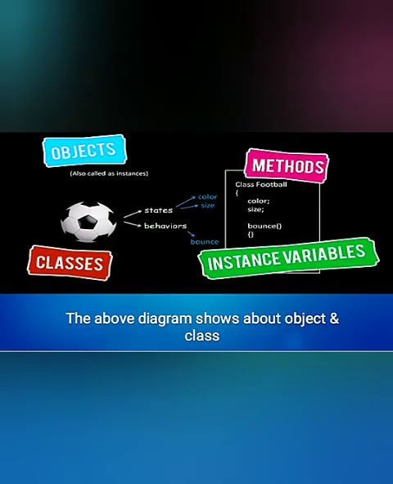Here you could see a diagram of objects in classes. The class name given is football, and it consists of state and behavior. Its state consists of color and size. All this color and size consist of what? Data members. These are data members. When we speak about behavior, that means it's a member function. So its function is what? Bouncing. So here bounce is a member function.